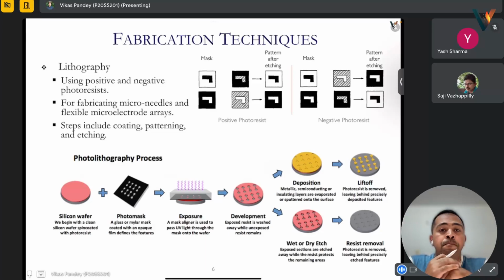Okay, now comes lithography, which is a very important part in case of any microfabrication technique. Lithography, simply said, is a way of patterning.